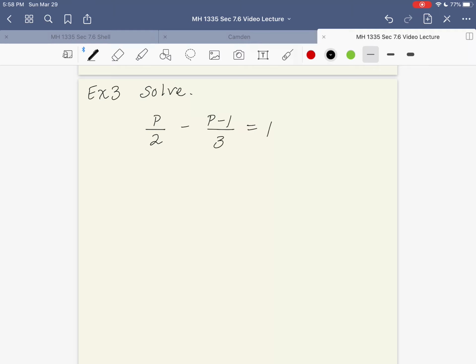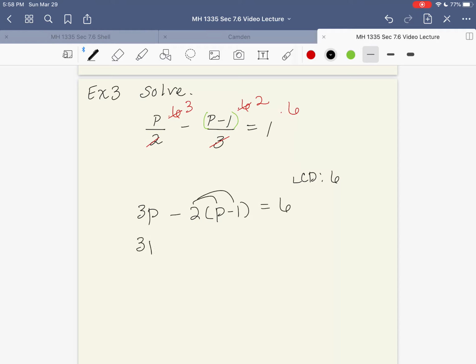All right, example 3, same thing. We want to get rid of the fractions, death by LCD, and the LCD for 2 and 3 is 6. So you'll multiply every term by 6, and be sure to treat this p minus 1 as a quantity. All right, so simplify, that's 3, that's 2. So 3p minus 2 times the quantity p minus 1 is equal to 6.